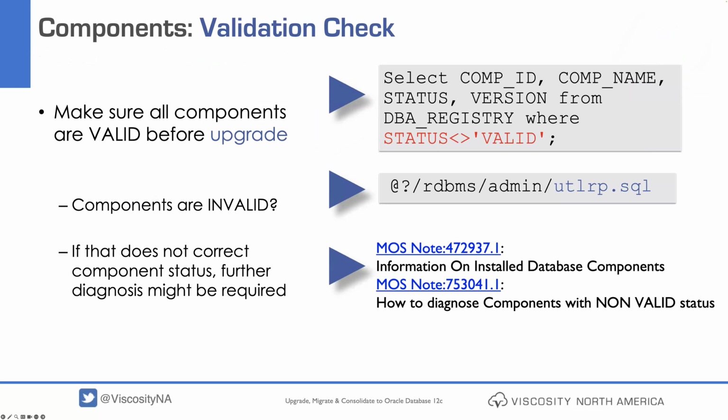Make sure you compile invalids. And the idea is that the amount of registry components before an upgrade and after the upgrade, the valid should match. And for the invalid stored procedures and packages, the amount of invalids before and after should be equal or less. And so always make sure that you run those.